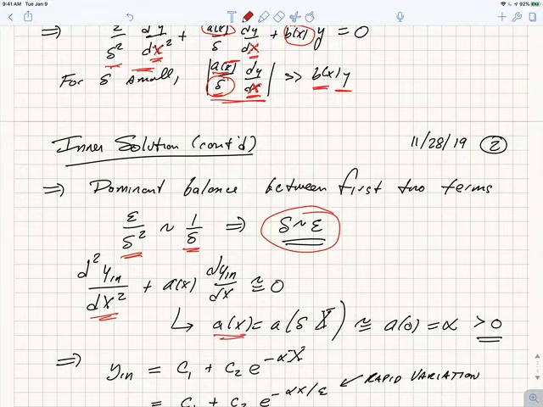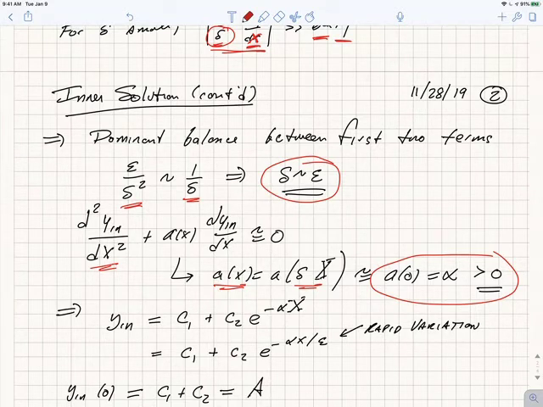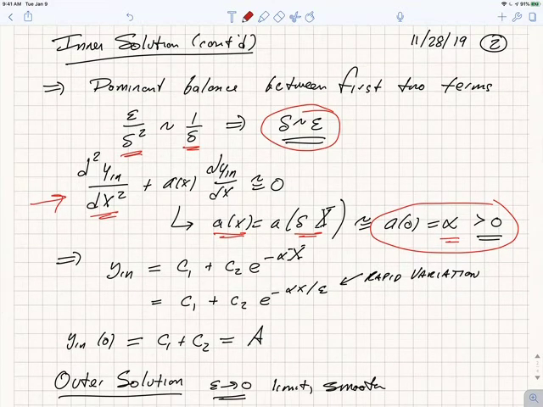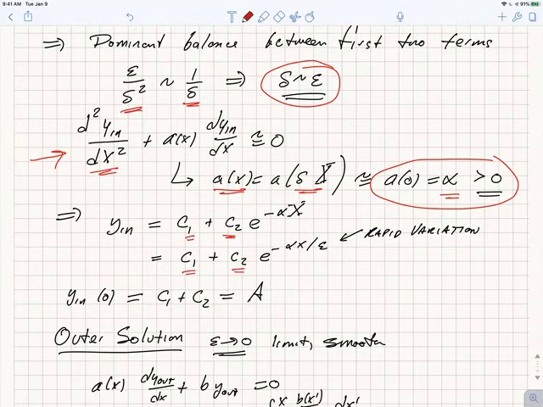Here, a of x is a of delta times little x. We're interested in the limit delta going to 0, so we're going to approximate a by a constant, its value at 0, alpha, and treat it as a constant. If we treat it as a constant, this inner equation is really easy to solve. Y inner is some constant C1 plus another constant C2 times e to the minus alpha capital X, which if we rewrite in terms of little x is C1 plus C2 e to the minus alpha x over epsilon. And here we have the rapid variation that we expected in the boundary layer.